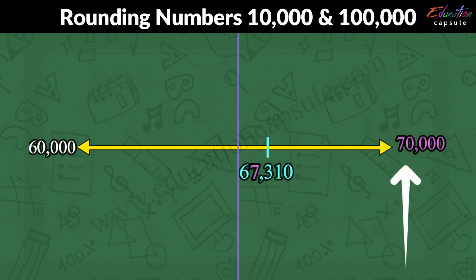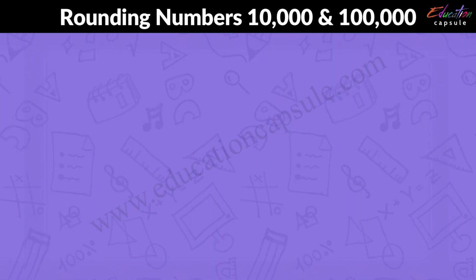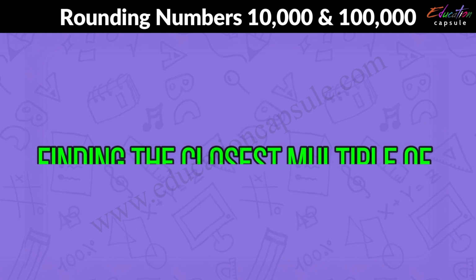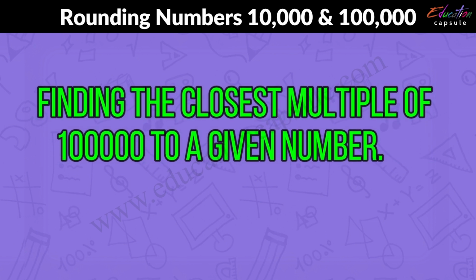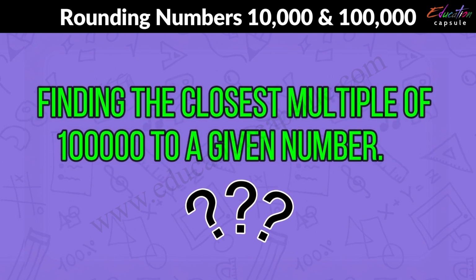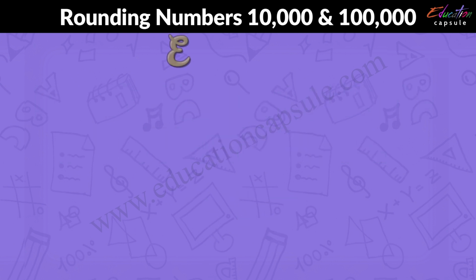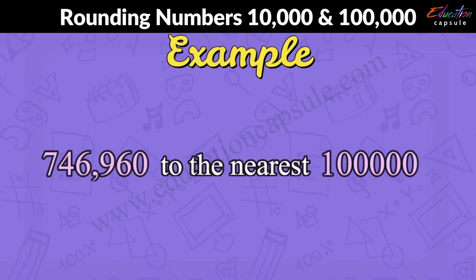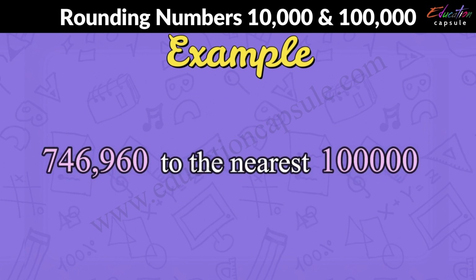Alright, now let's begin with rounding to the nearest 100,000. Rounding to the nearest 100,000 means finding the closest multiple of 100,000 to a given number. For example, let's round 746,960 to the nearest 100,000.